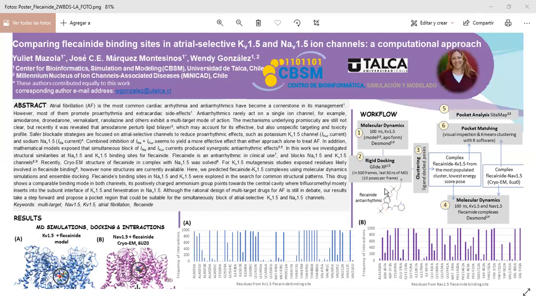We took advantage that cryo-EM structure of flecainide in complex with Nav1.5 were recently solved, and putative important residues for flecainide interaction with Kv1.5 are also described from mutagenesis studies. No structure of Kv1.5 is available. Then we are using a homology model for this channel previously reported. Following this introduction, we will go to results.